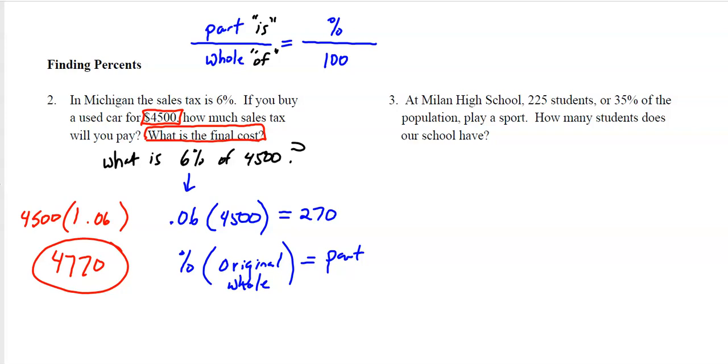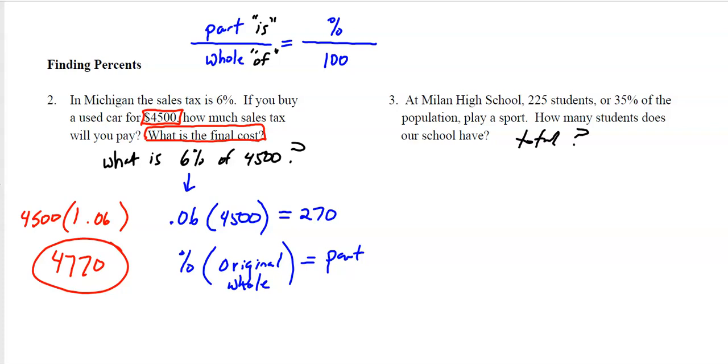All right, number 3, Milan High School, 225 students, or 35% of the population play a sport. How many students does our school have? So what we're missing here, we're missing the total. That's what we don't have.